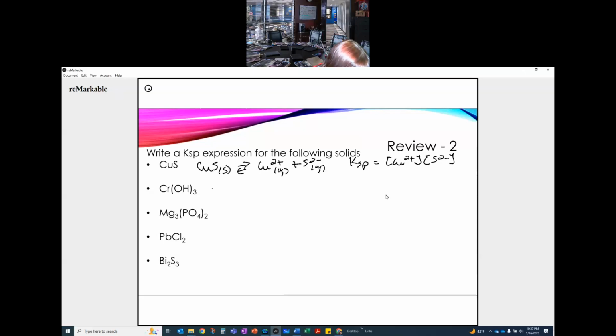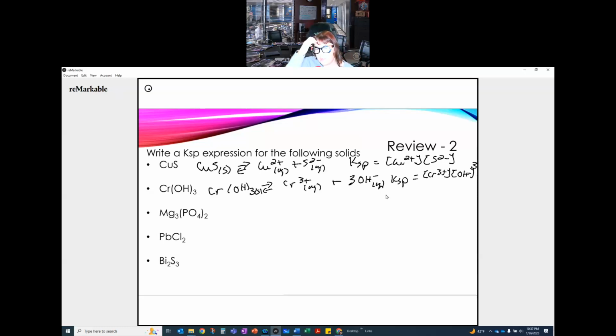When we talk about the chromium hydroxide, Cr(OH)3, that comes apart to give me a Cr3+ aqueous plus 3 OH- aqueous. And that means that Ksp is equal to that Cr3+ times the OH- cubed, because there are three of them. So we need to have that cubed. Okay, awesome. Let's talk about our Mg3(PO4)2.